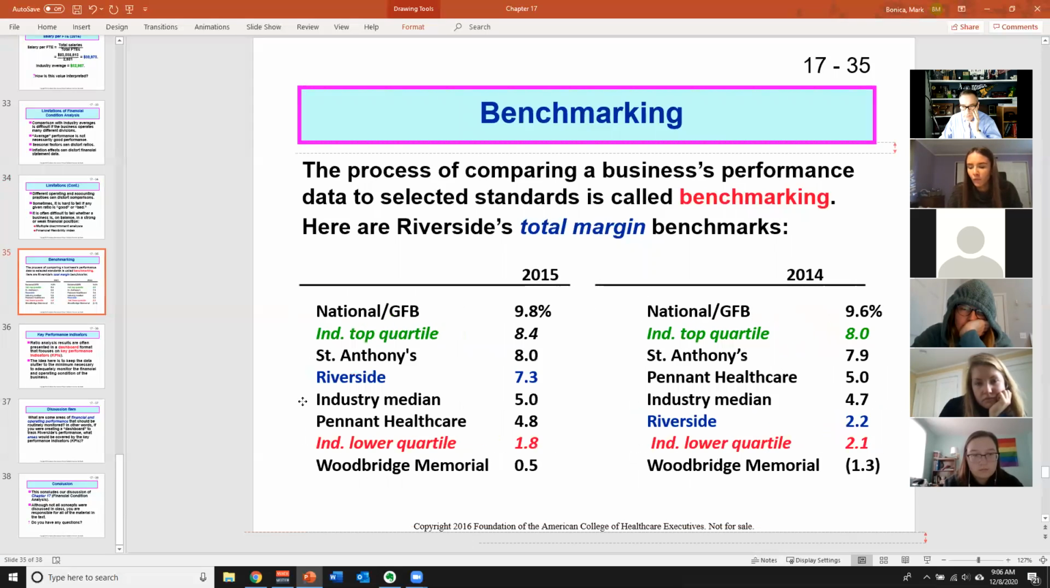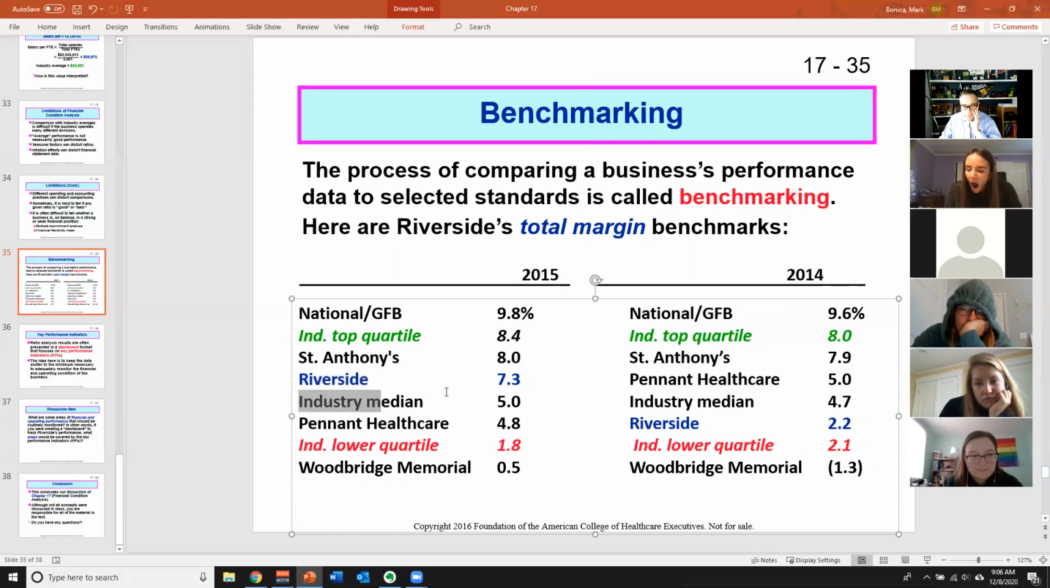The industry median, meaning the middle, as opposed to the mean, is 5, and then the lower quartile, meaning the bottom 25% of the organizations, make 1.8%. So the median is 5, Riverside's making 7.3. So you'd be able to say, well, that's good, right? 7.3 is good. In 2014, however, Riverside earned 2.2, which was below the industry median of 4.7. So we can get this data.